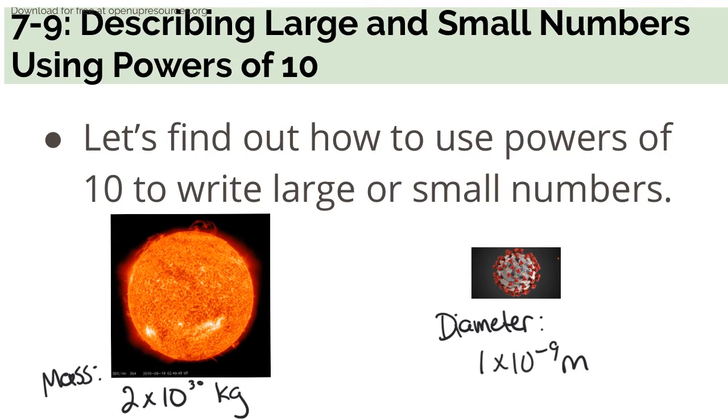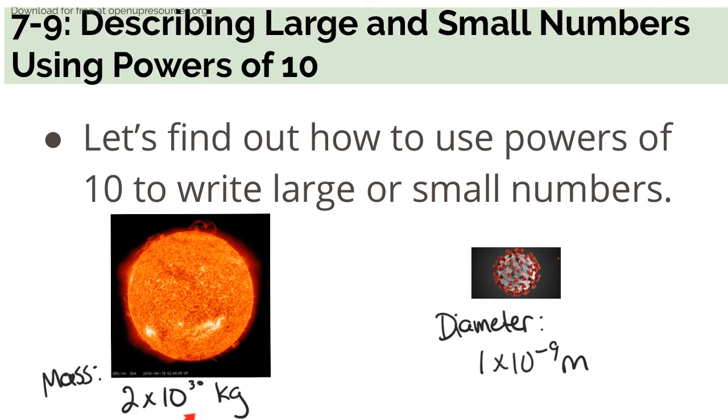Hello, 8th graders. In lesson 9, we're going to be using exponents now to describe large and small numbers using powers of 10. So for an example here, here's the sun, our favorite sun, and it has a mass, meaning on Earth we think of weight a lot, but it has a mass of 2 times 10 to the 30th kilograms. So I would need to move my decimal place here, which is right after the 2.